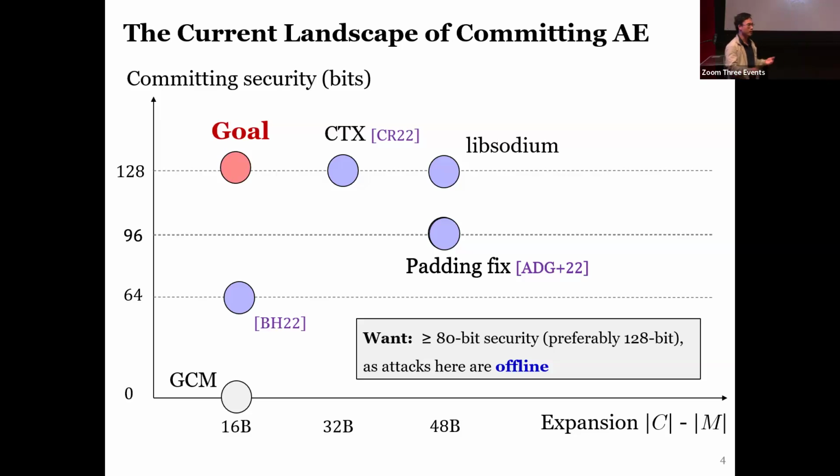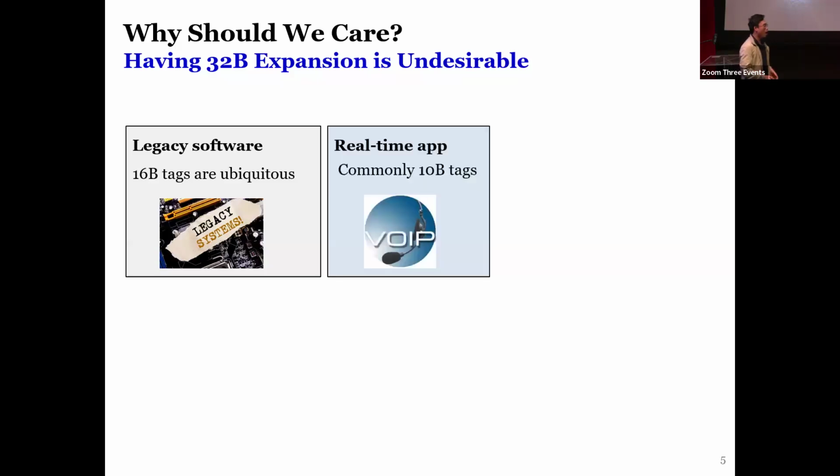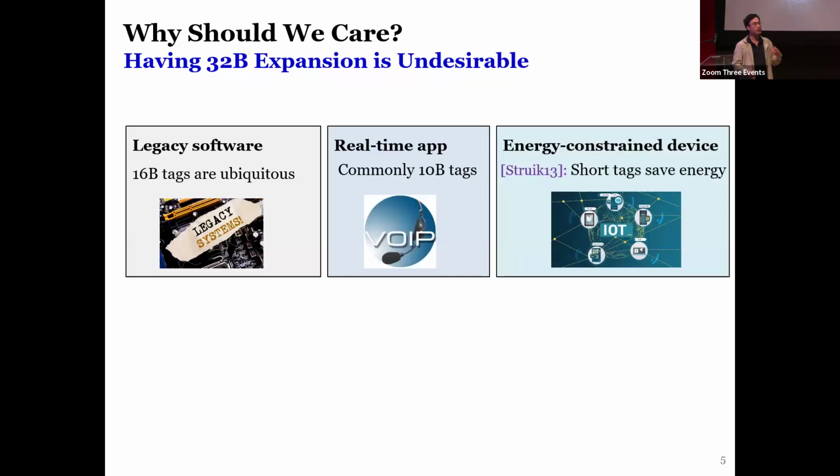Now you may wonder, what's the point? The gain seems pretty little, just 16 bytes in the bandwidth. Well, the answer is that having a big expansion can be very undesirable in some settings. For example, if you have some legacy software, then you may have trouble because the norm there is to have 16-byte expansion. Or in routing applications, they even want shorter expansion to minimize the bandwidth. And in energy-constrained environments like IoT, it's critical that you use a short expansion to save energy. So I hope at this point you would agree with me that shaving off 16 bytes in expansion is a worthwhile goal.